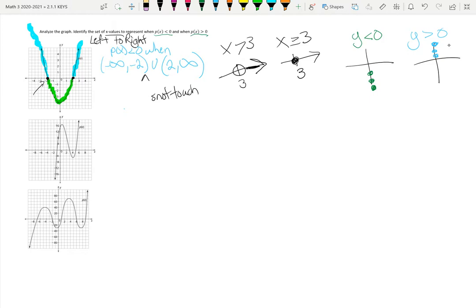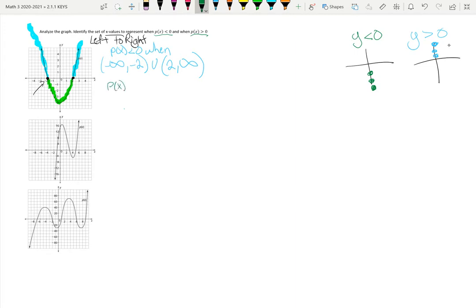The other part is, let's describe when it is below the x-axis. When p of x is below 0, oh, I got to change up my top one. I had my inequality going the wrong way. So let's look at it. It starts being negative after -2, and it goes until 2.